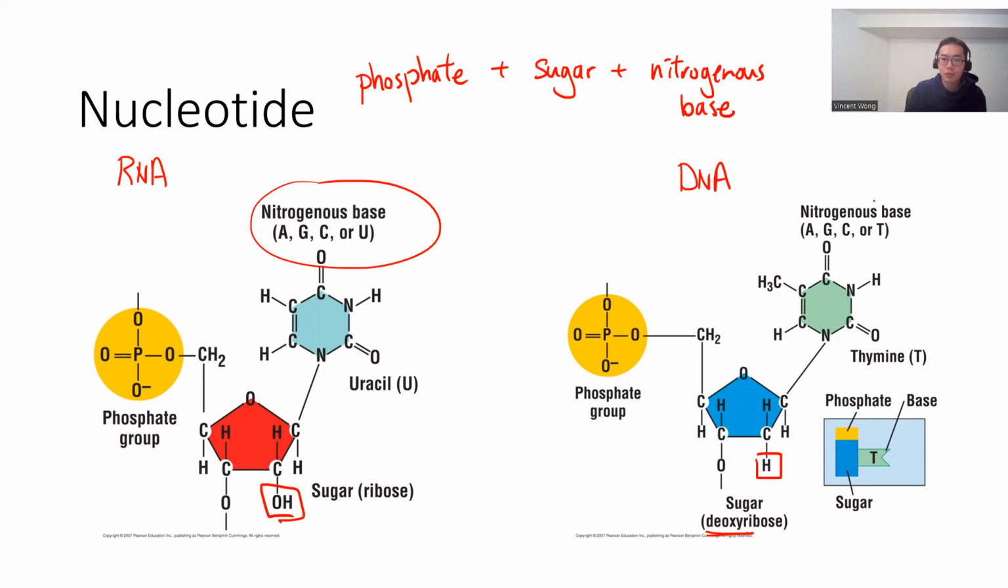Now, when it comes to the nitrogenous base, there are 4 different options. A, G, C, or U for RNA, and then A, G, C, or T for DNA. Your entire genome, all your DNA, is made up of only 4 letters, A, C, G, or T. In the case of RNA, there's no T. Instead, we have U.